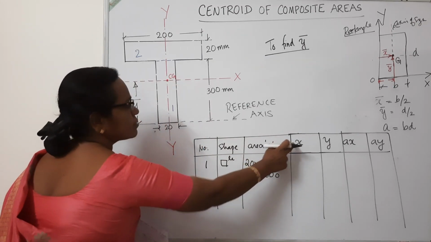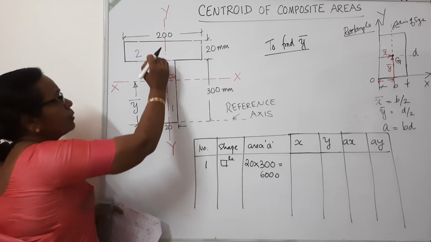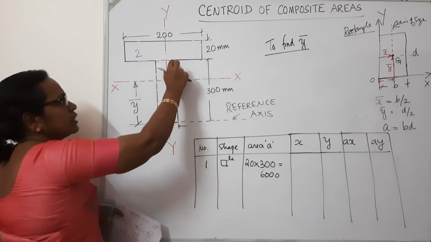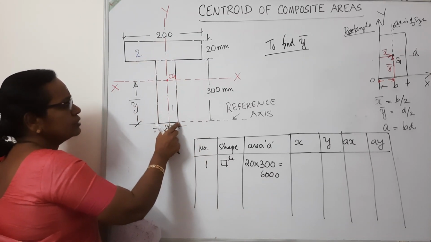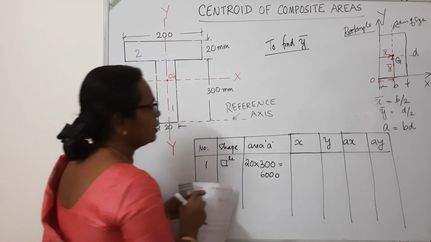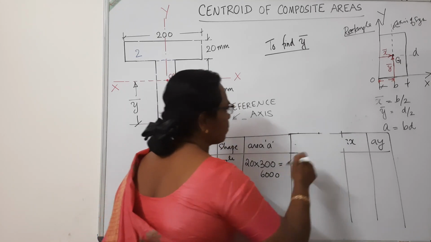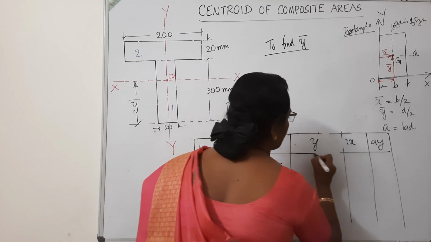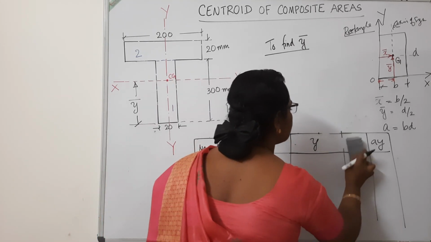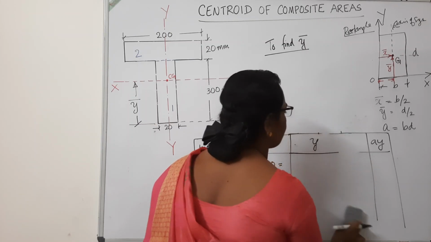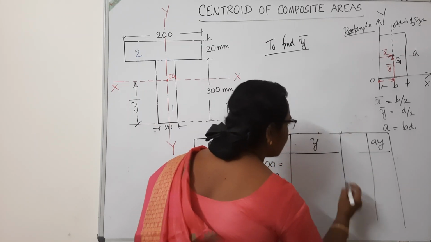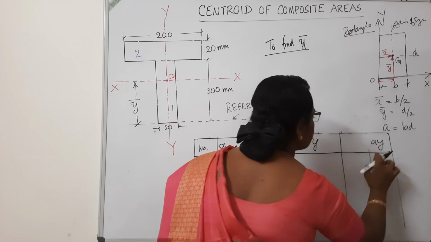Now coming to X. X means you separate it. You just consider this rectangle alone. For this rectangle, we need not find X because it is symmetrical with X axis. So we have to find out only Y. It is symmetrical with respect to the Y axis. So we need to find only Y bar. So we need only Y and AY.